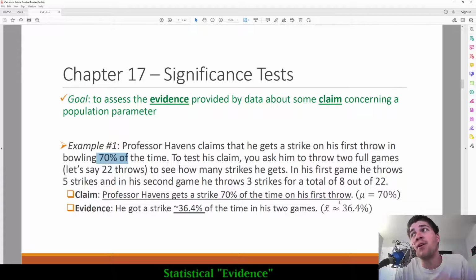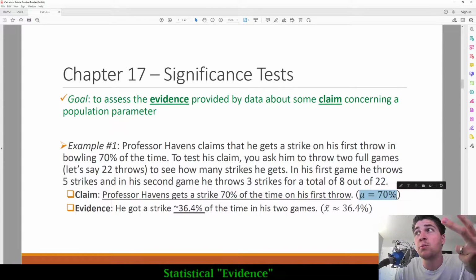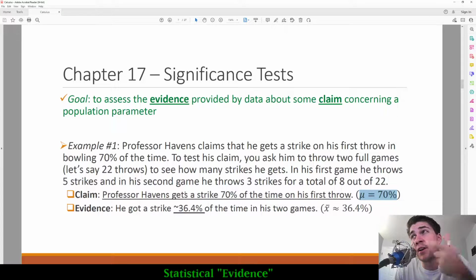And this is the point of the illustration: the claim was that the true value of the strike rate of bowling was 70%, and we wanted to see if there's evidence against the claim or not. And this is what's called a null hypothesis, and there's always a statement of equality, a statement of the true nature of the mean of the population at hand. In the counterclaim, usually what we're trying to figure out is, is this wrong or not? Do we have evidence that this is false? And this can come in a couple forms. Do we want to check to see if Professor Havens' strike rate is lower than 70%? Maybe we think it's higher than 70%.